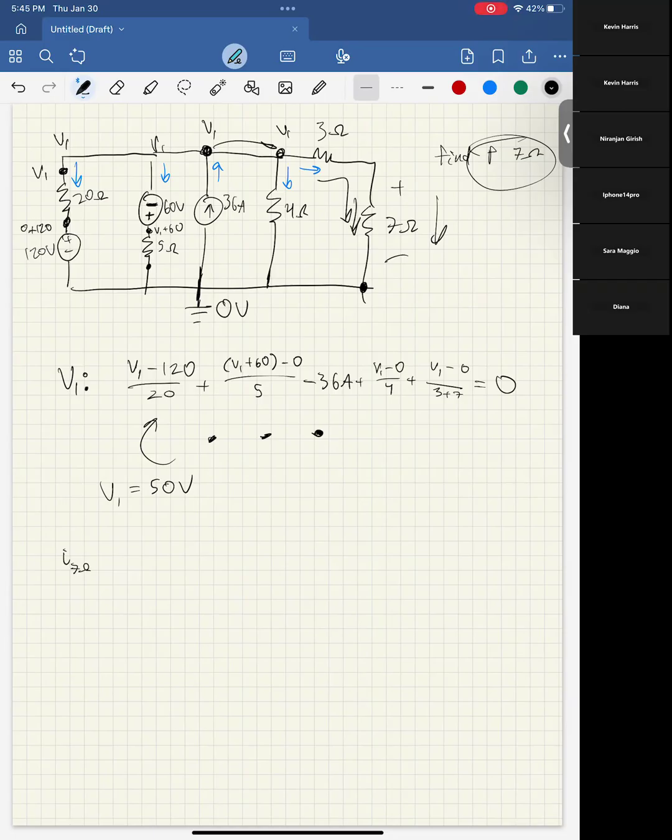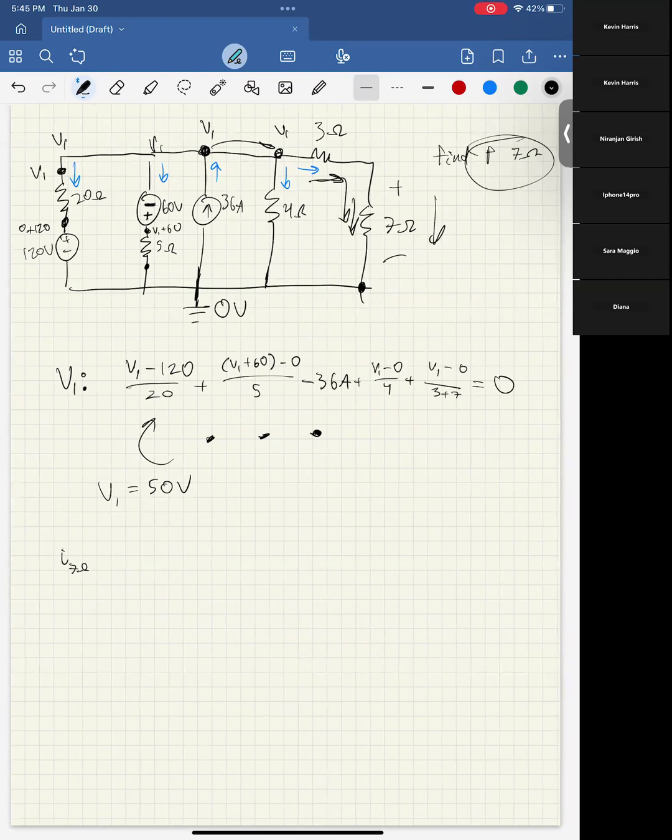The current through the 7 ohm is the same as the current through the 3 ohm. And that's the same as the current if both of these were combined into one resistor. So the current is going to be V1 minus 0 over 7 plus 3, which is the term we said here, right? Because that's what we were doing when we were finding this arrow that I'm drawing again. And V1, as we found, is 50, so it'll be 50 over 10, which is 5 amps.